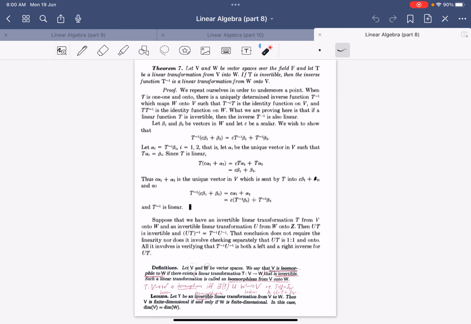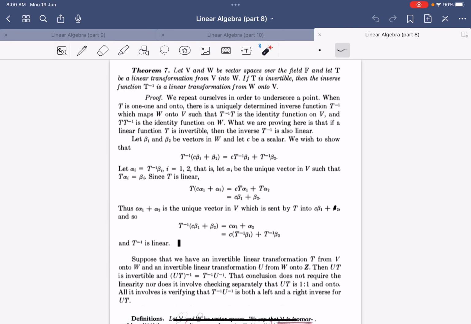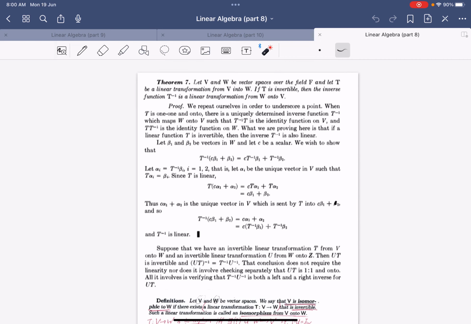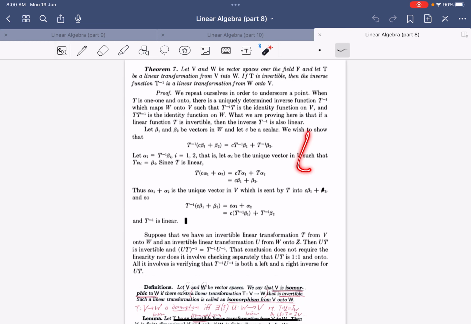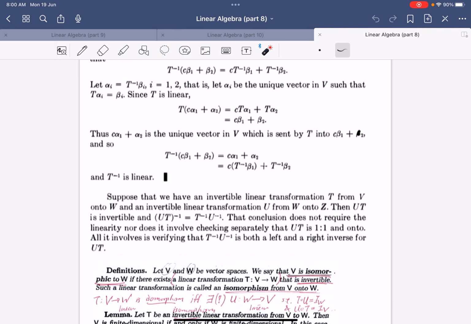And lastly, if we know that a linear transformation is invertible, the inverse will also be a linear transformation. That's not hard to show, and you can see the steps over here for your own self-reading. Because of this, if we have an invertible linear transformation T from V onto W, and another invertible one U from W onto Z, then this composition will also be invertible, and the inverse will be T inverse composed with U inverse.